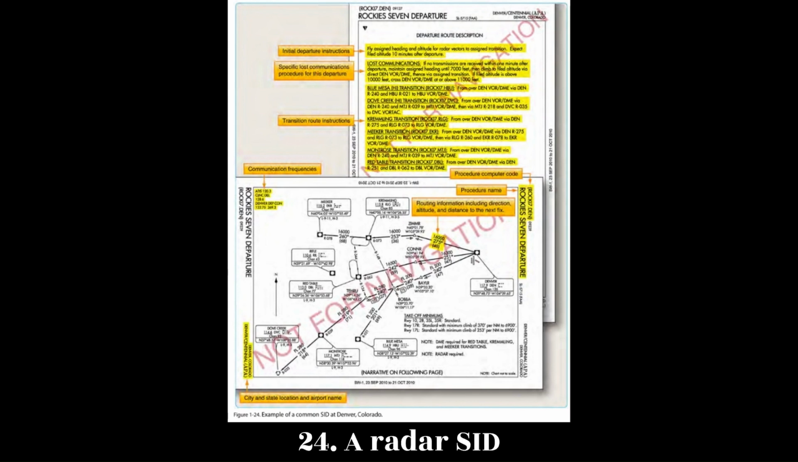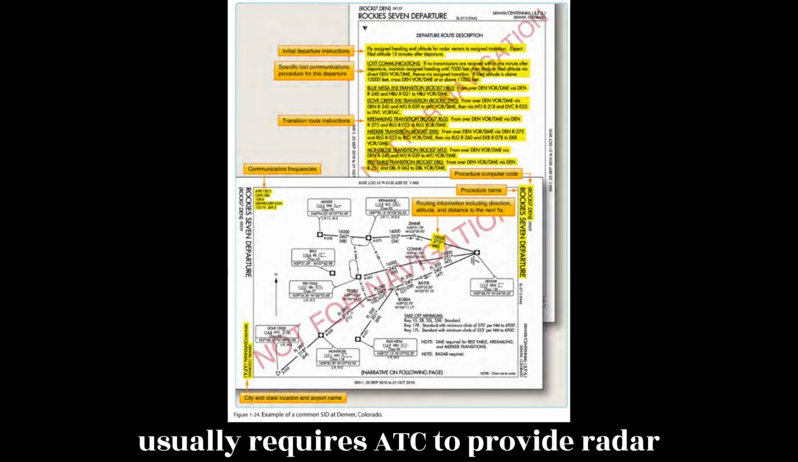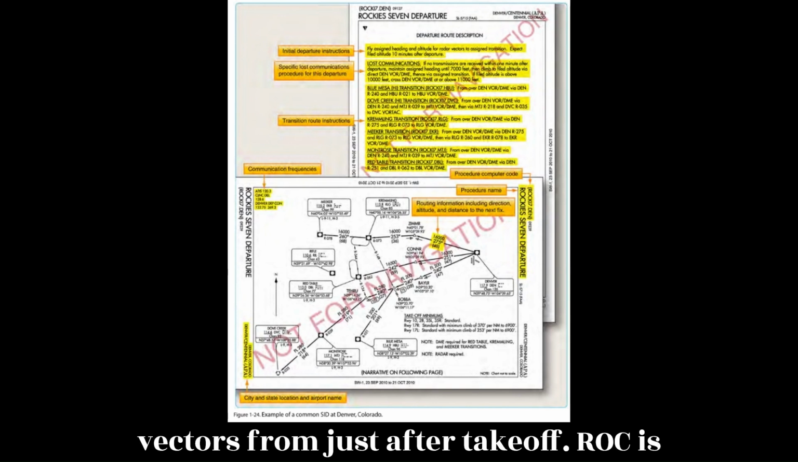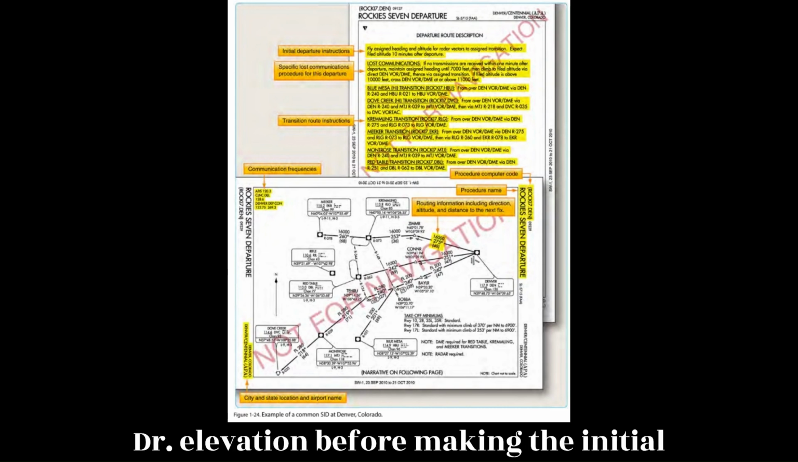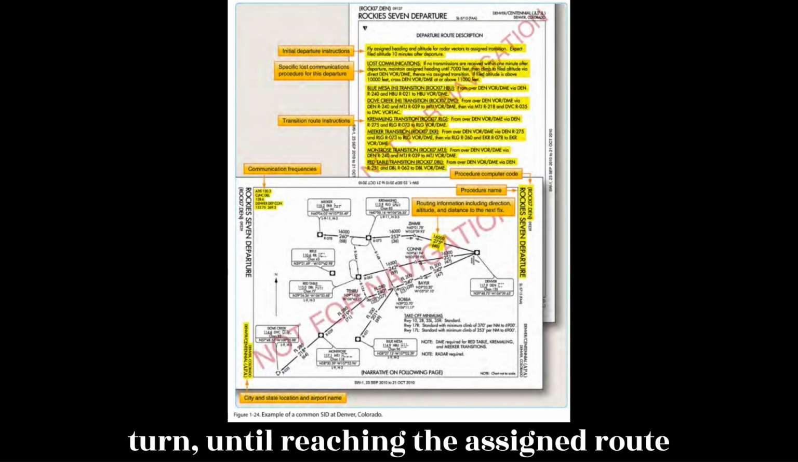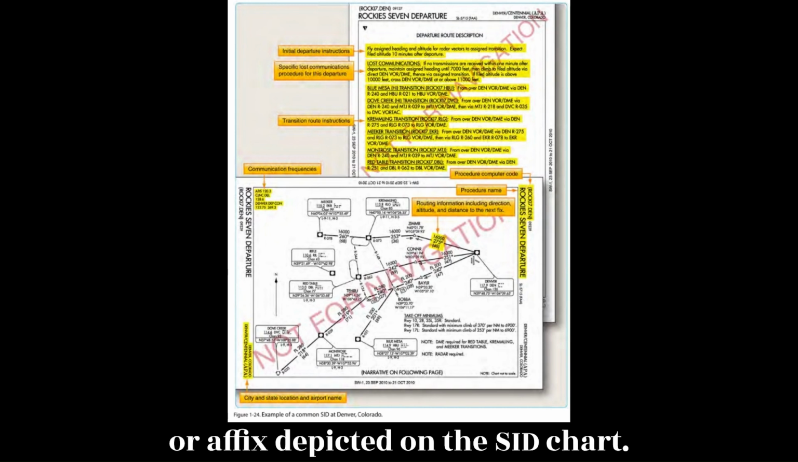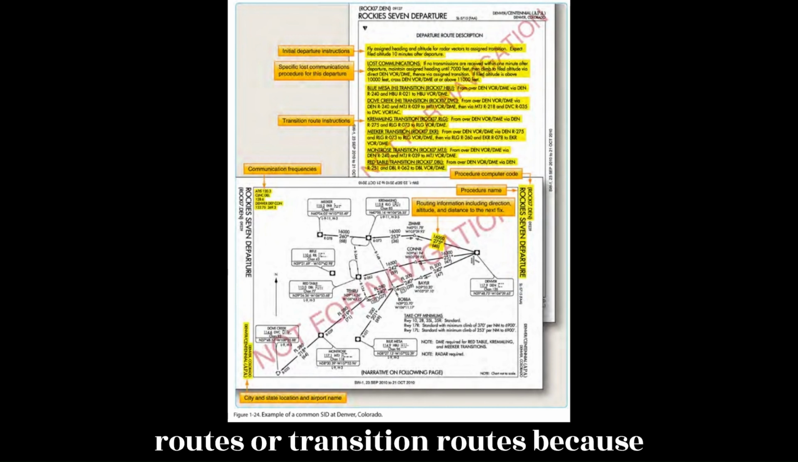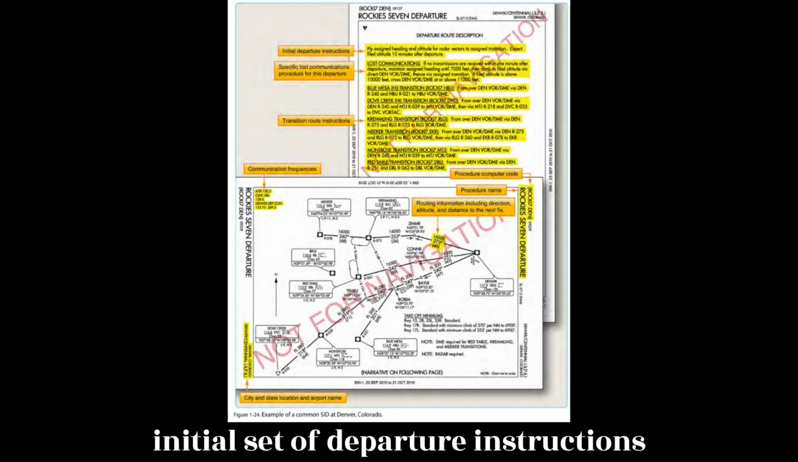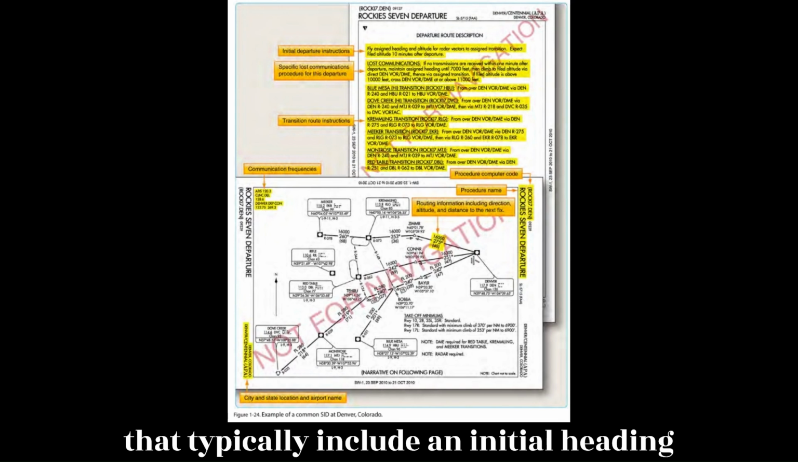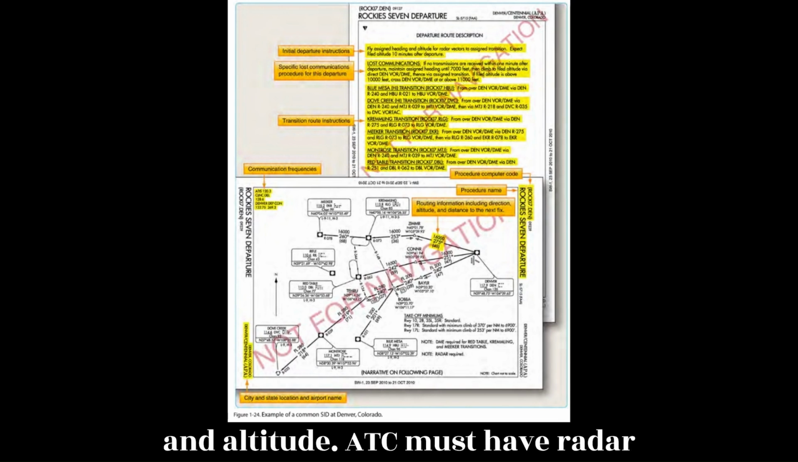Figure 1.24. A radar SID usually requires ATC to provide radar vectors from just after takeoff. ROC is based on a climb to 400 feet above the DER elevation before making the initial turn, until reaching the assigned route or a fix depicted on the SID chart. Radar SIDs do not include departure routes or transition routes because independent pilot navigation is not involved. The procedure sets forth an initial set of departure instructions that typically include an initial heading and altitude.